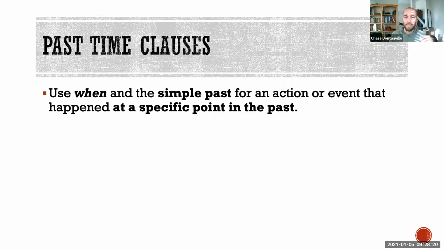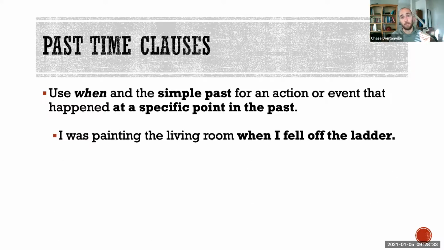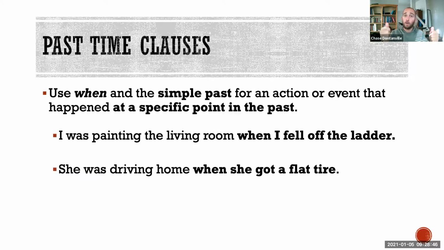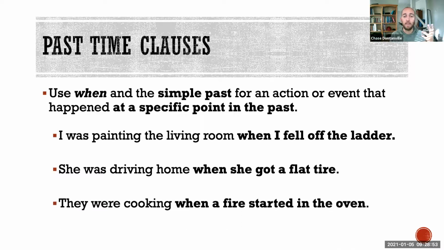So use when and the simple past, not the progressive, the simple past, for an action or event that happened at a specific point in the past or a specific time. So I was painting the living room when I fell off the ladder. So fell is the past simple. Was painting is the progressive. So I was painting, and then I fell. She was driving home when she, boom, got a flat tire. They were cooking when a fire started in the oven. So again, when, these are the past time clauses. They are dependent clauses and they need a main clause.